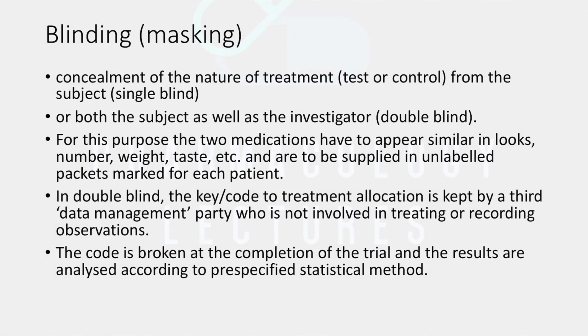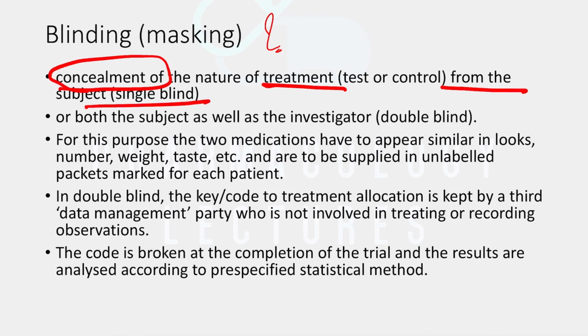So there are two ways you can reduce the errors or bias in clinical studies. One is randomization. You can do random allocation of clinical subjects. And the second thing you can do is blinding, also called masking. What is blinding? Blinding means concealment of treatment. Someone doesn't know what you are giving. That is blinding. Blinding from the subject is single blind, and blinding from the subject as well as the investigator is double blind. So what is it basically?